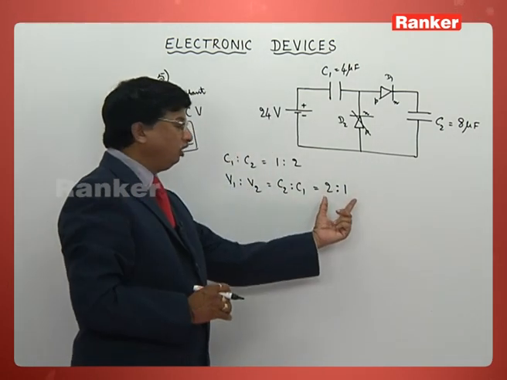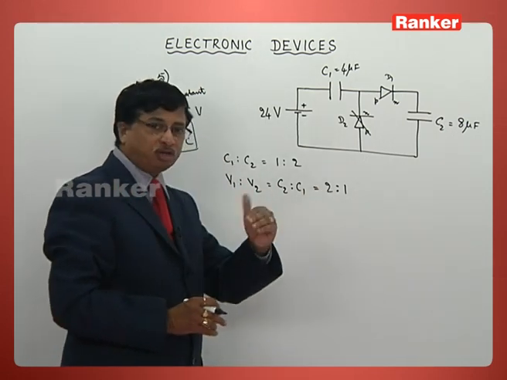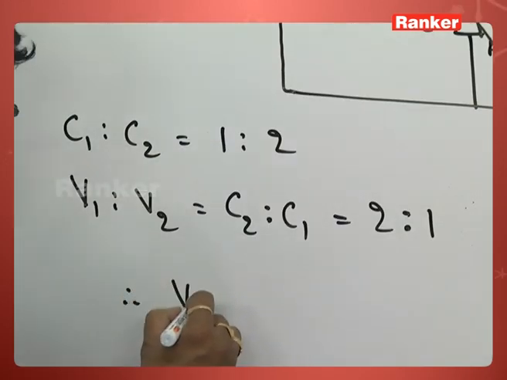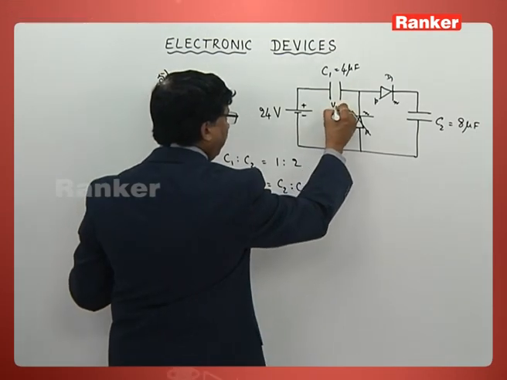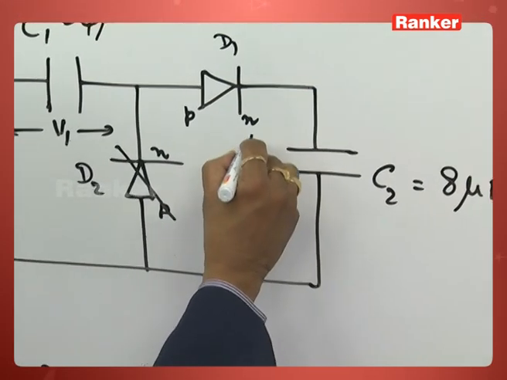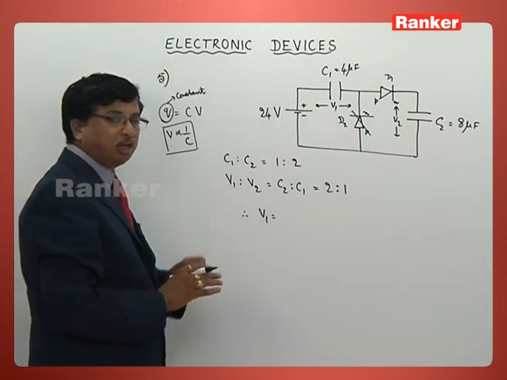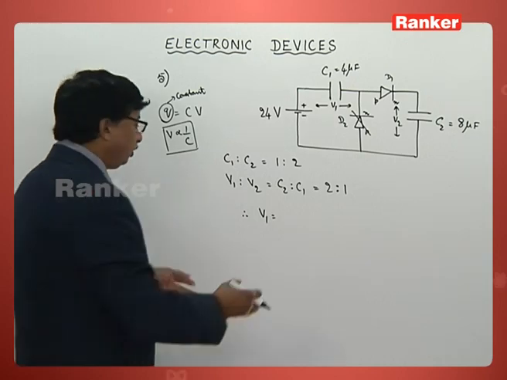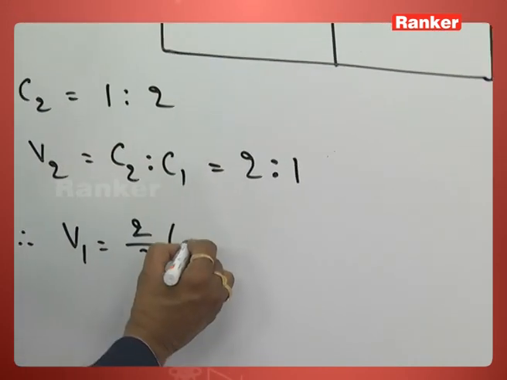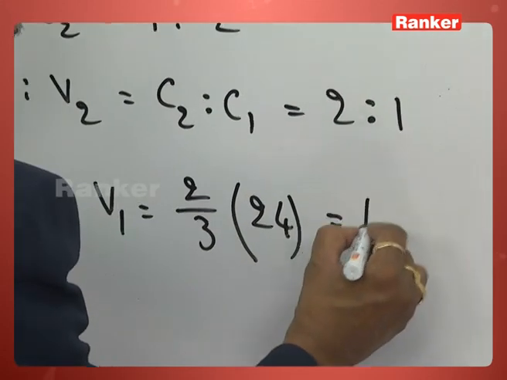You can directly understand 2:1 means total 3 parts: 2 parts for the first one, 1 part for the second. As a whole we can take 3 parts. Therefore, what is V1? V1 is nothing other than the PD across the first capacitor. What will now be V2? V2 is the potential difference across the second capacitor. These two are the values I am calculating now. So V1 is equal to 2/3 of the applied voltage, applied voltage being 24. This now becomes 16 volt.